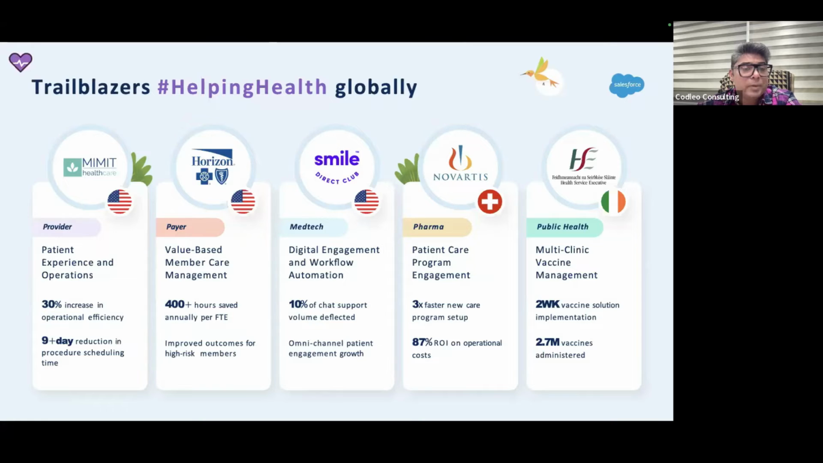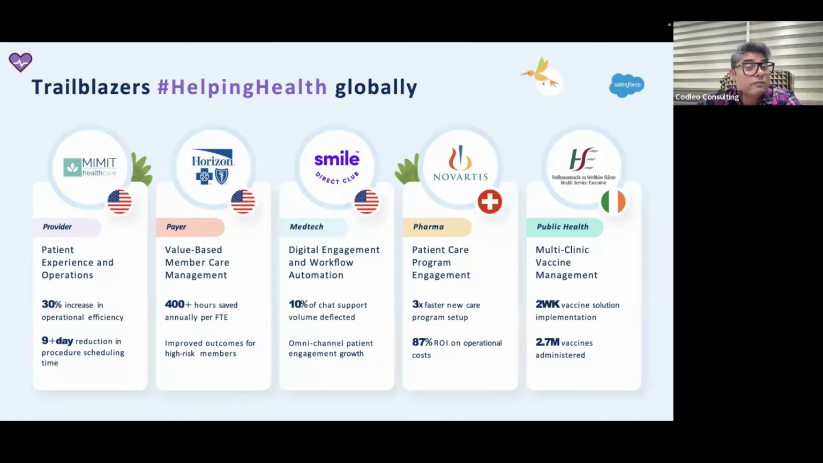The first example is MIT Healthcare, which is a provider, a kind of hospital, where they are using Health Cloud to make the patient experience better and operations the best of the best. After using Health Cloud, they have increased operational efficiency by 30%. Earlier, errors might come into those operations, and there was a little delay. Now they have a 30% increase in operational efficiency and a 9+ day reduction in procedure scheduling time.